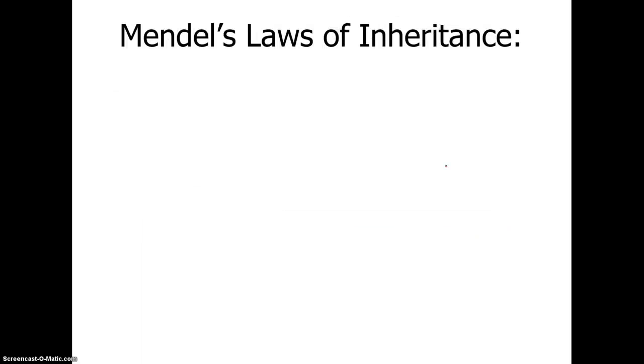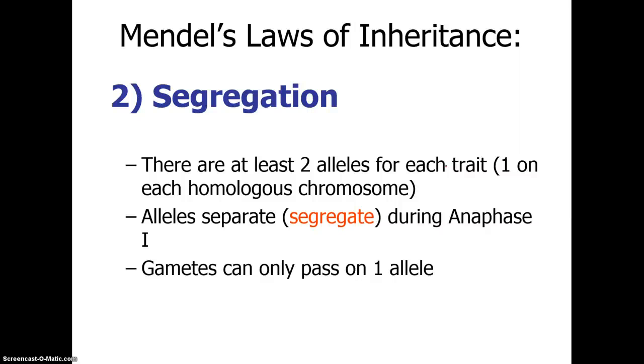Then we have number 2. This is segregation. That means that there are at least 2 alleles for each trait. So it's tying back to, you got one from mom, one from dad. There's one on each homologous chromosome. Just a reminder, homologous means same.